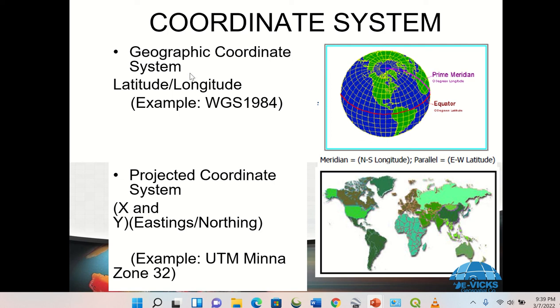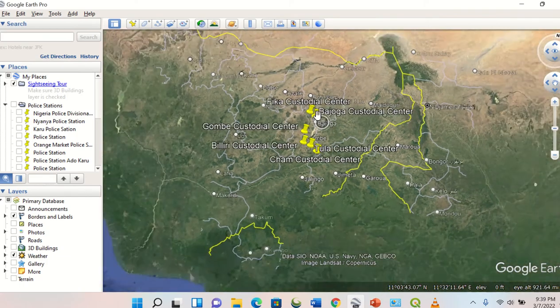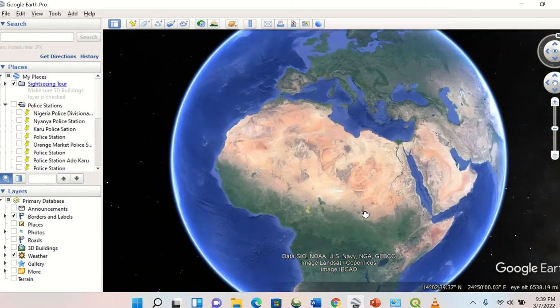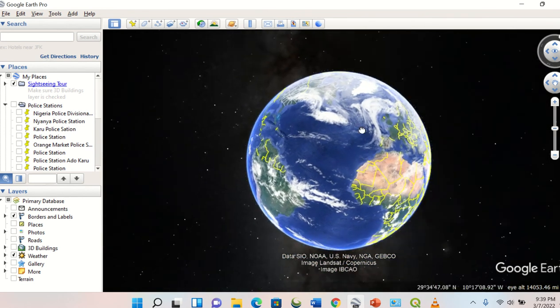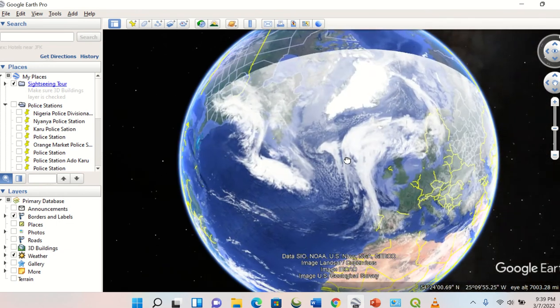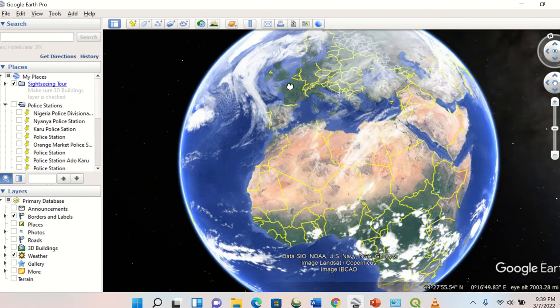The geographic coordinate system is the spherical or geoid representation of the surface of the earth, and it's measured in angles. It's a three-dimensional representation of the spherical earth. The popular geographic coordinate system is the World Geodetic System of 1984. Like we have here, the typical representation of the surface of the earth. It sees the earth as a globe, and it measures in angles, and you can see features arranged as on a spherical earth. That is the geographic coordinate system.